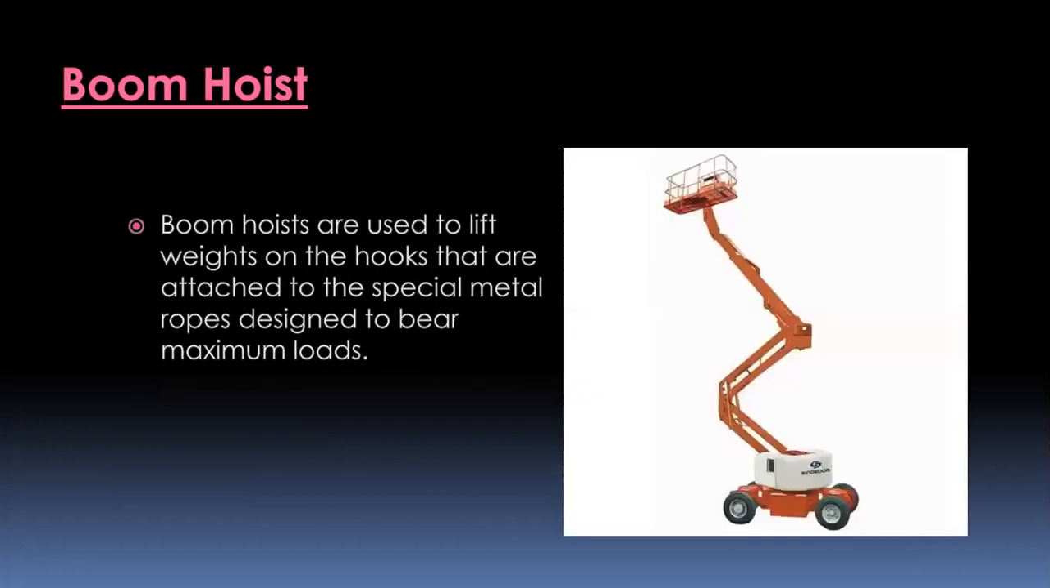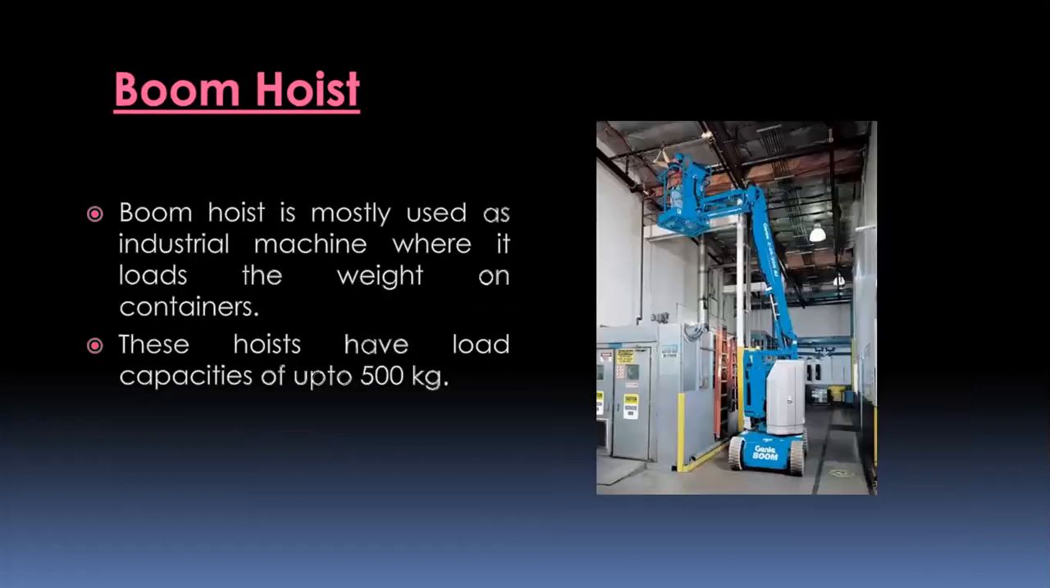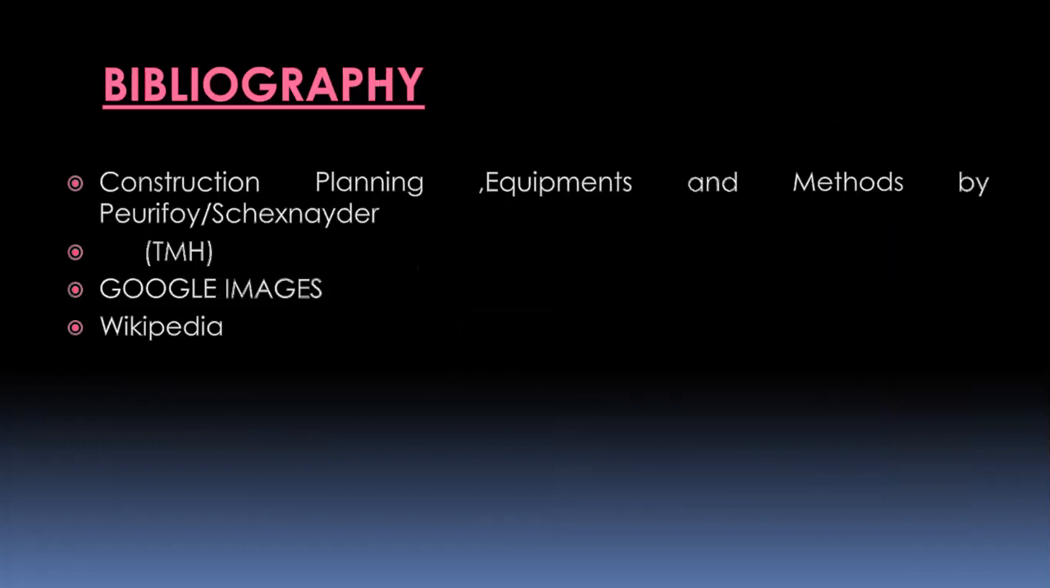This is the boom hoist. These boom hoists are used for lifting weights on hooks that are attached to special metal ropes designed to bear the maximum loads. The boom hoist is mostly used as an industrial machine where it loads the weight on containers. These hoists have load capacities of up to 500 kg.